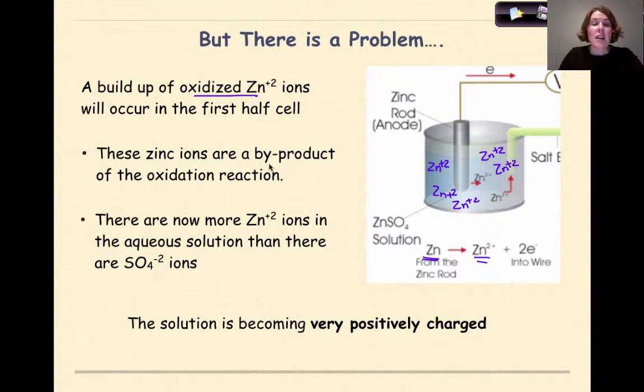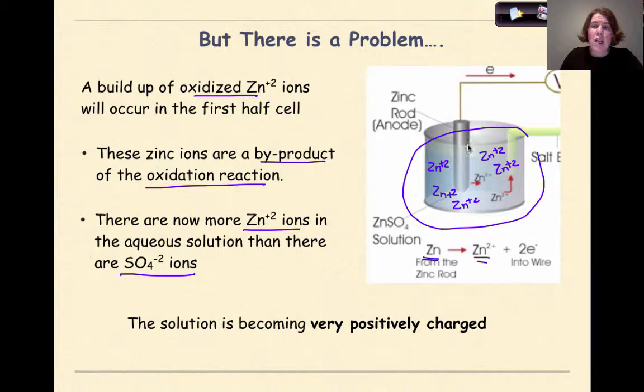The zinc ions are a byproduct of this oxidation reaction. There are now more Zn+2 ions in the aqueous solution than there are sulfate ions, which are our spectators. So guess what? This whole thing is really, really positive. Lots and lots of positive ions. So the solution is becoming very positively charged. This is called a problem.